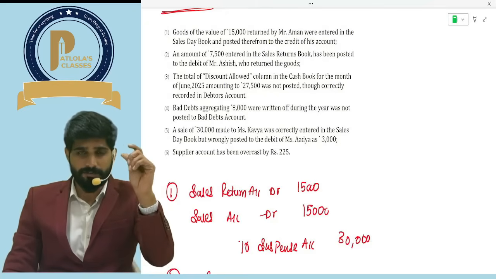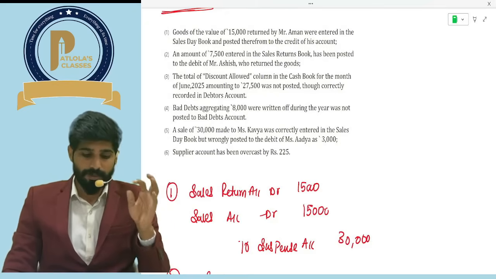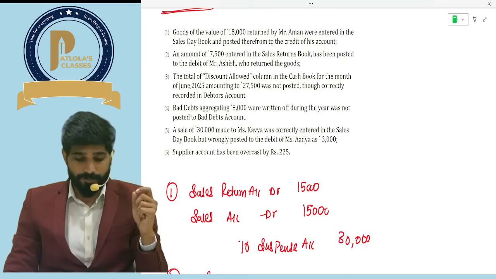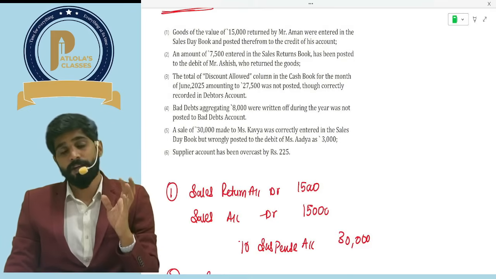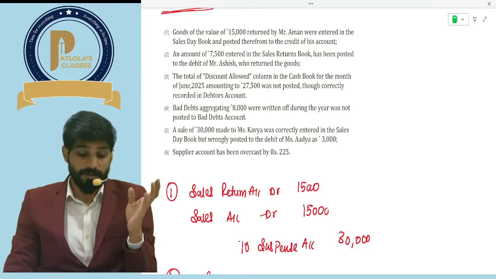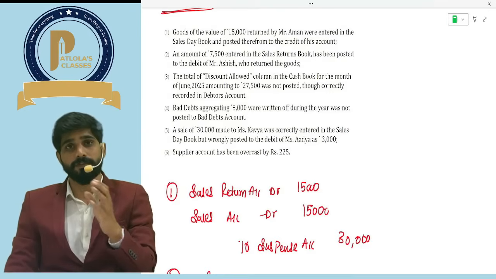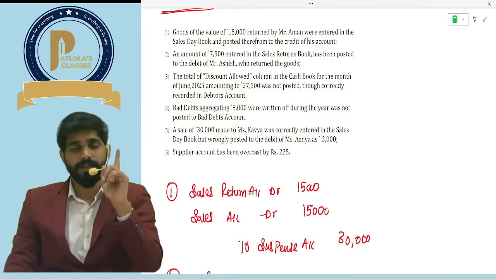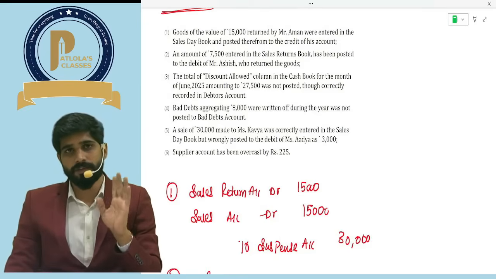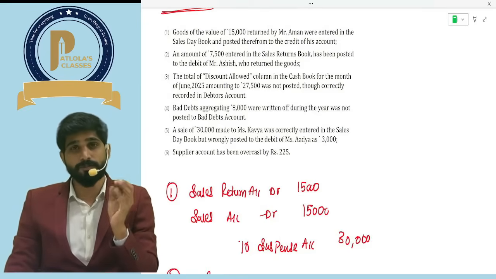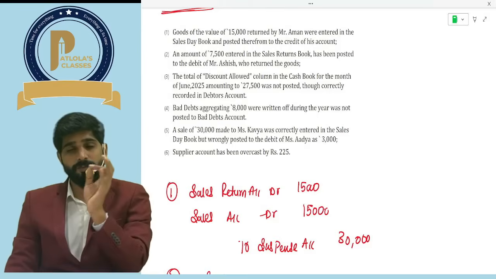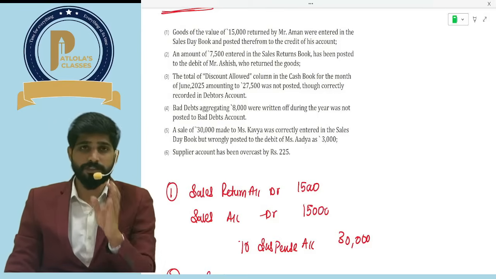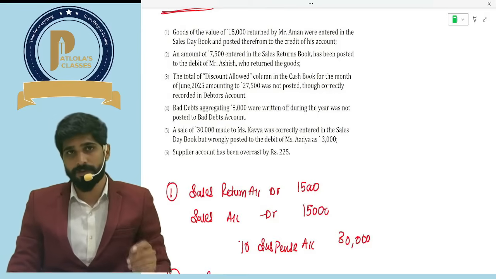Instead of debiting Kavya, sales account was correctly done, but Kavya account, instead of debiting, they have debited to Adya. And that is not the only mistake. The amount also, instead of taking 30,000, they have taken 3,000. So one mistake is that on the debit side, instead of 30,000, they have taken 3,000. So the debit side will be less by 27,000, which we will put to suspense. So suspense will have a debit balance of 27,000.